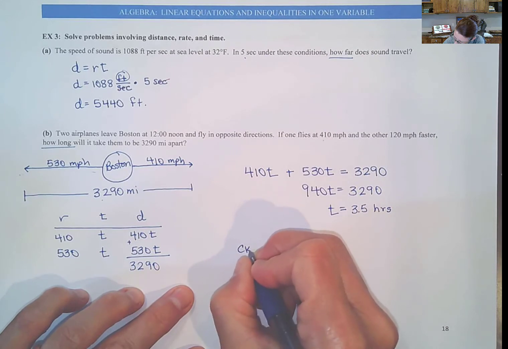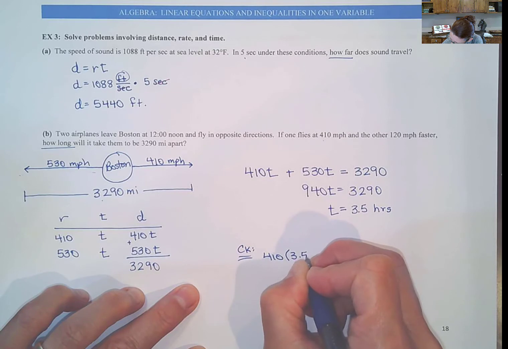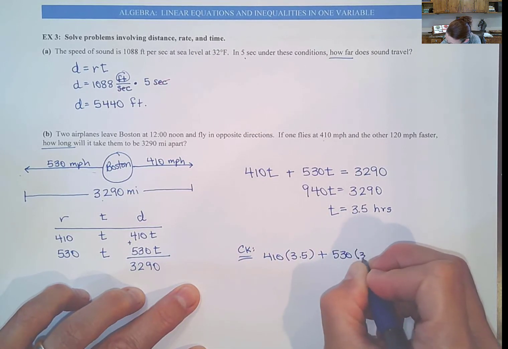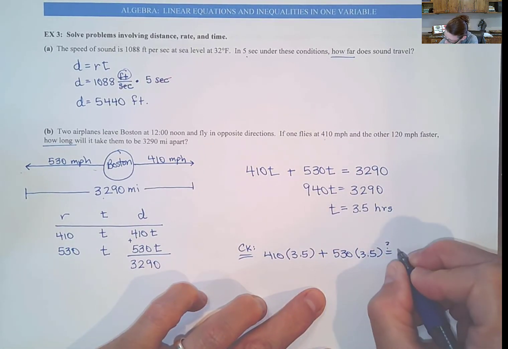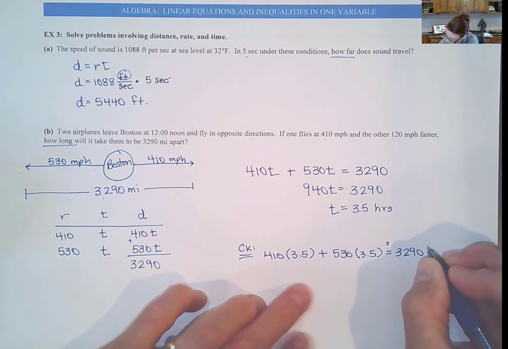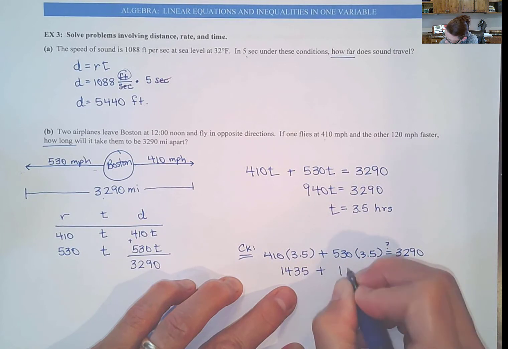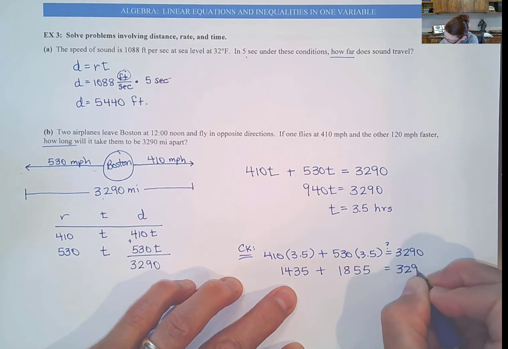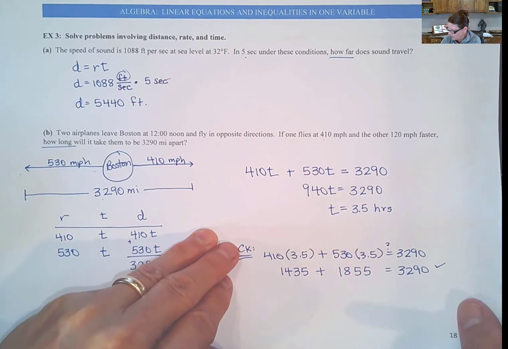And just run your quick check, okay? Plug it in. Is 410 times 3.5 when added to 530 times 3.5 really going to give 3,290, and it does. We get 1,435 plus 1,855, and that's 3,290, and this is going to check out just fine. Well, let's look at one more distance problem.